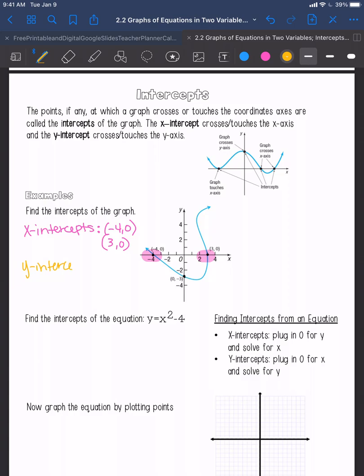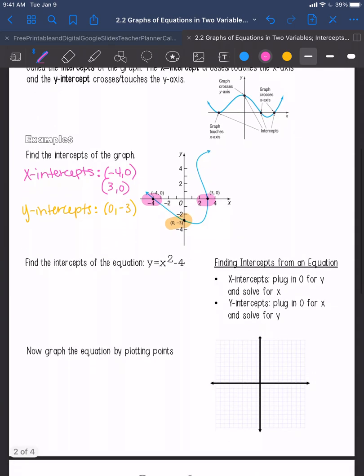The y-intercepts is going to be where it crosses or touches the y-axis. So here we just have 1 at (0, -3). So all of those are intercepts, and then specifically you have your x-intercepts and your y-intercepts. So you can find intercepts by looking at the graph, or in this next example, it says find the intercepts of the equation y equals x squared minus 4.